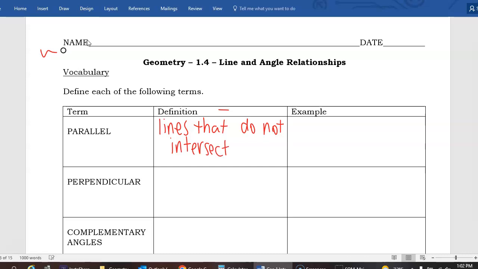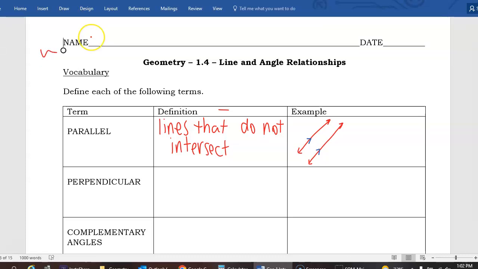If we want to get super technical, they do have to be on the same plane, but I'm going to just draw a line here and then another line here. They go the exact same direction, so as those lines continue, they don't get closer and closer, they never intersect. We have a special symbol that we draw on parallel lines to show that they are parallel, and that's just two little arrows showing that they're going the exact same direction.